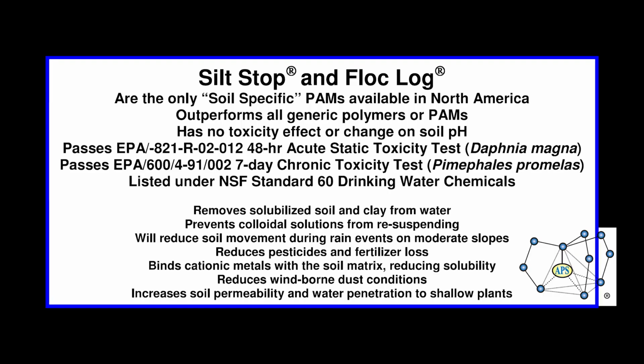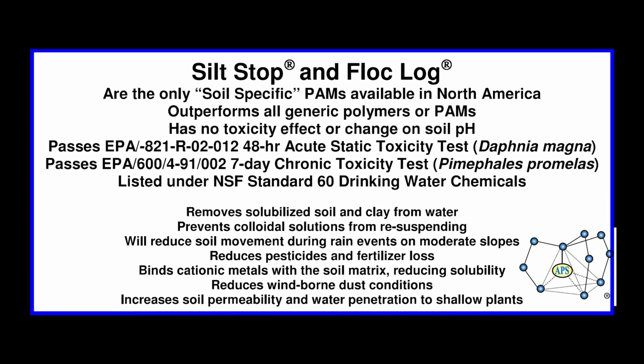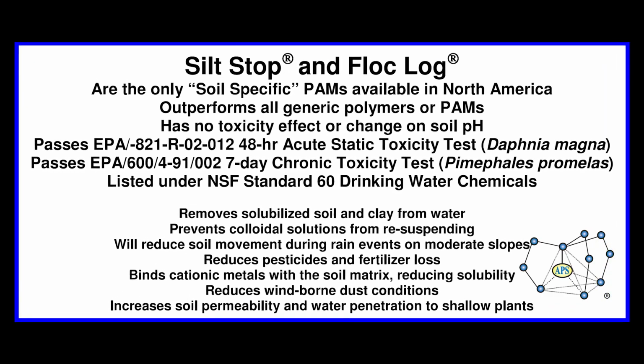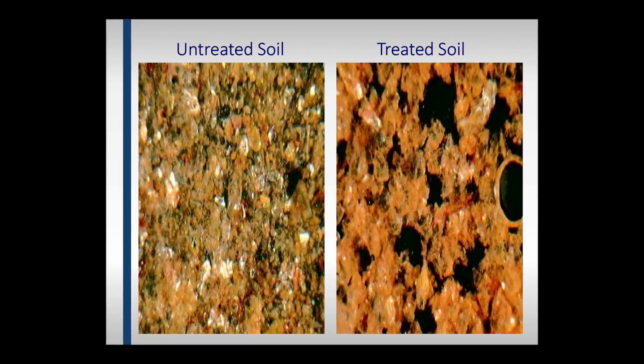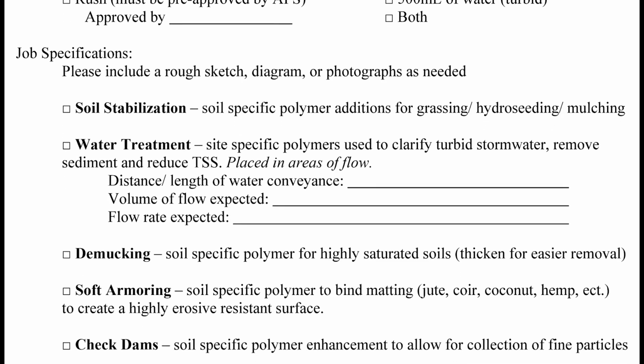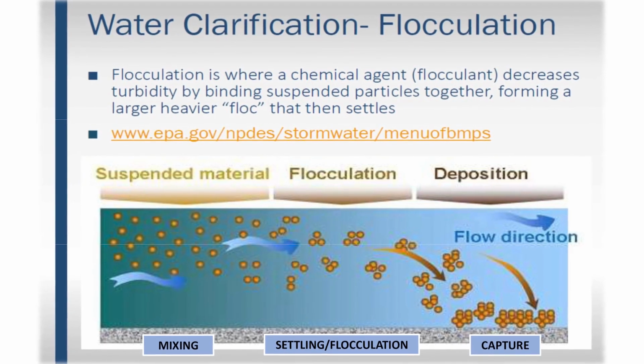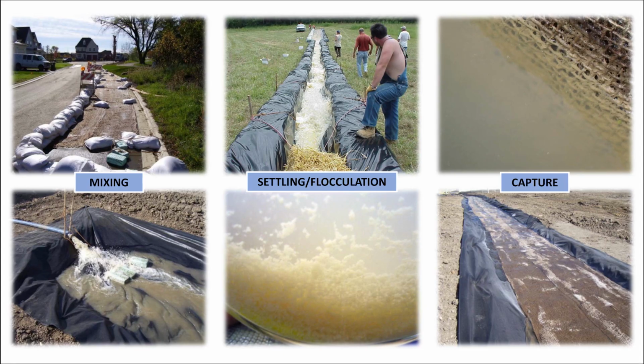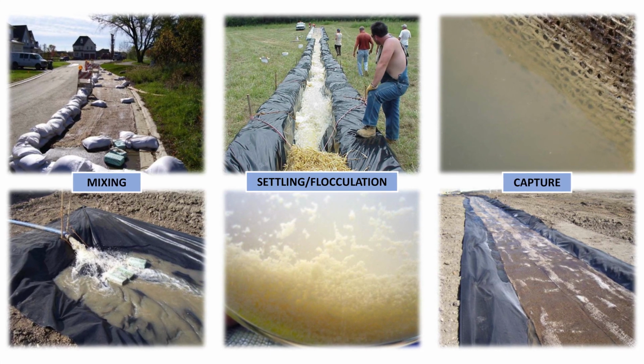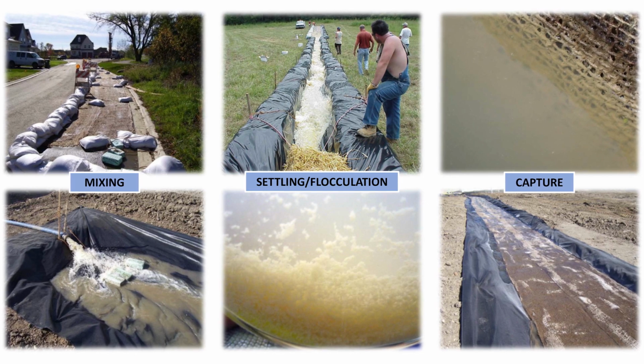How to install. Soil polymers should never be used without first testing site soils in water. A basic soil test will determine the appropriate polymer type and the application rate for each construction site. Polymer systems are always installed with proper attention to 3 steps. First mixing, second settling, and third capture.